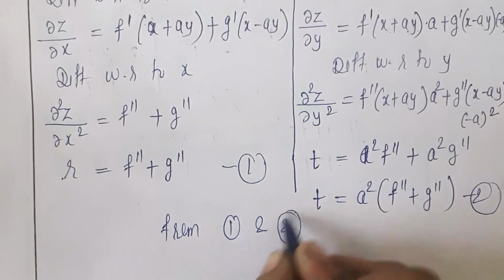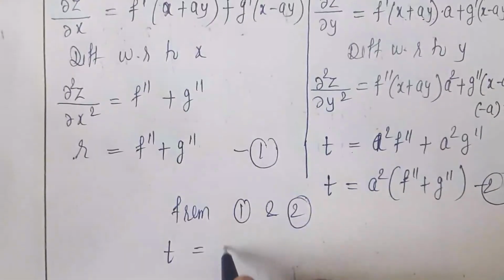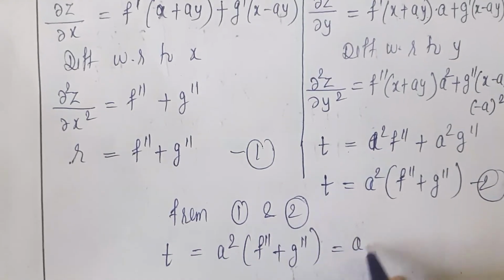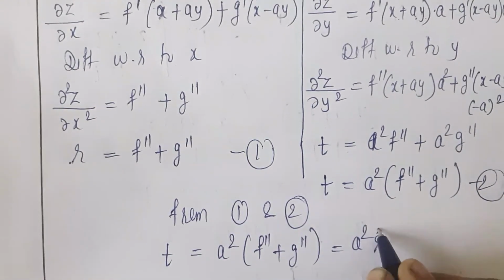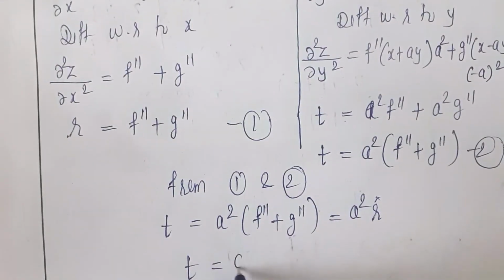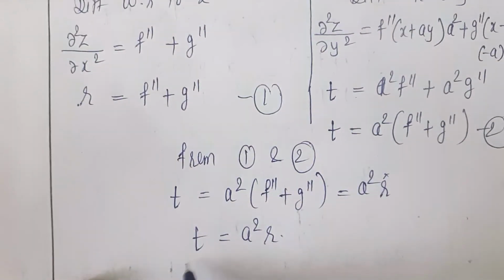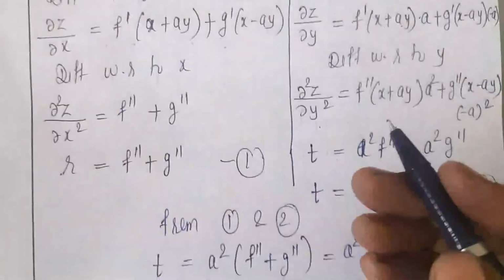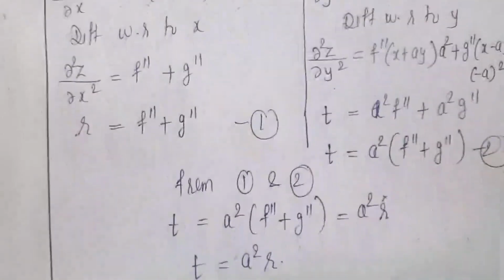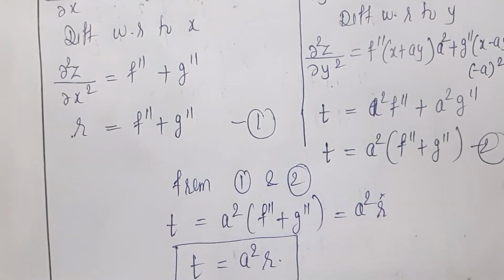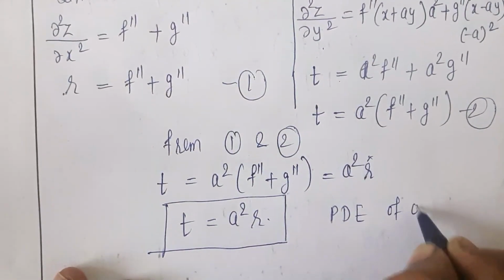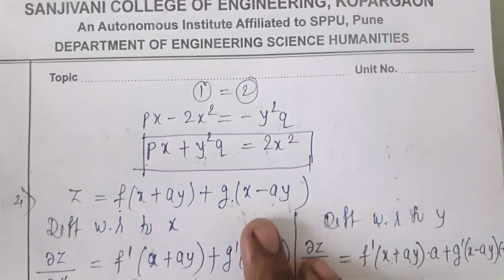So from 1 and 2, we can write t is equal to a square into (f double dash plus g double dash), and we know that f double dash plus g double dash is r. So we get t is equal to a square into r. What is t? t is the second order derivative del 2z by del y square, and r is del 2z by del x square. So we get a partial differential equation of order 2. This is a PDE of order 2 after eliminating the two arbitrary functions f and g. Thank you.